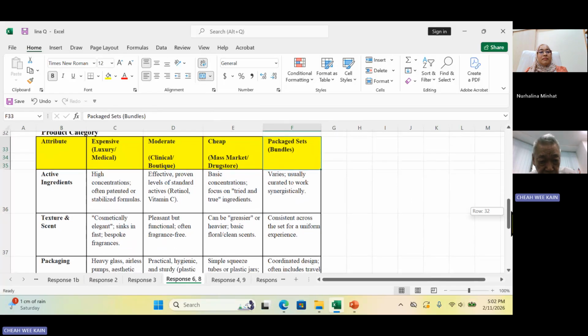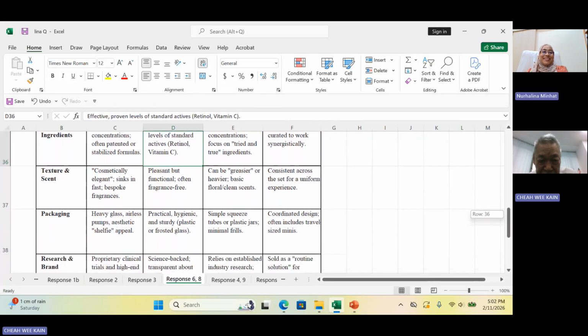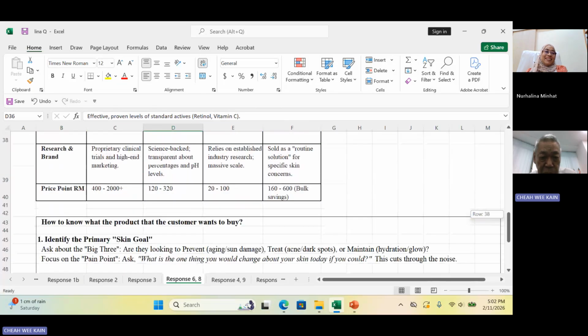So anyway, if you look at the expensive, moderate, cheap, or package deal, under this category, additive ingredients, some of them retinol, vitamin C, I think you should know more than me, can be greasier. So this is the normal price.